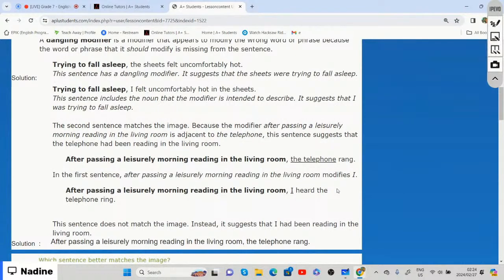So we need to choose one of these sentences. It says either, after passing a leisurely morning reading in the living room, the telephone rang, or, after passing a leisurely morning reading in the living room, I heard the telephone ring, right? So option one is correct.